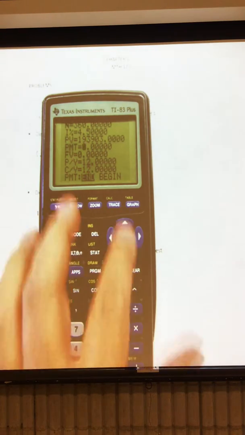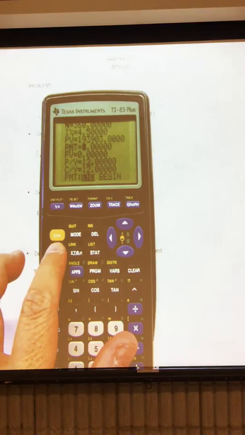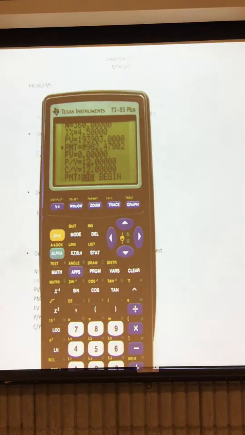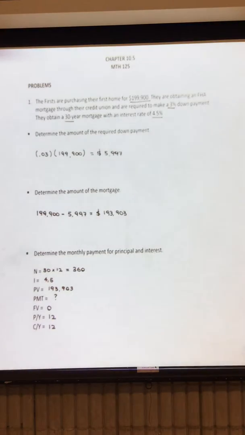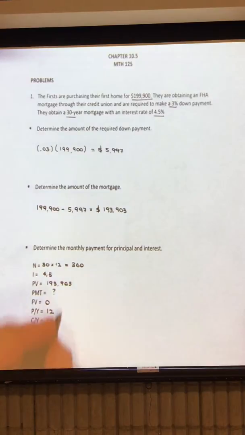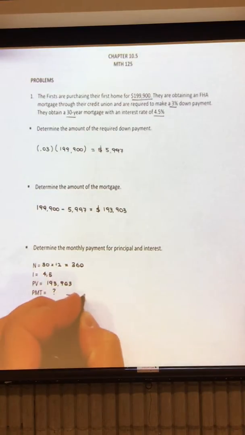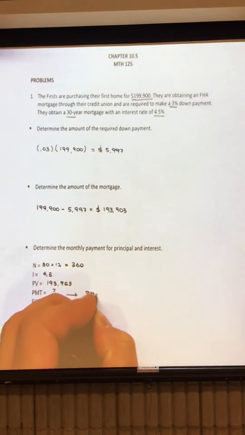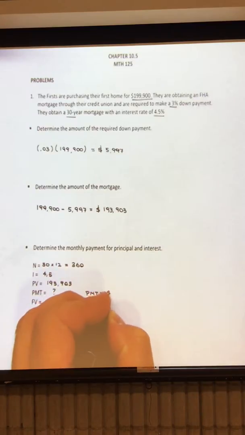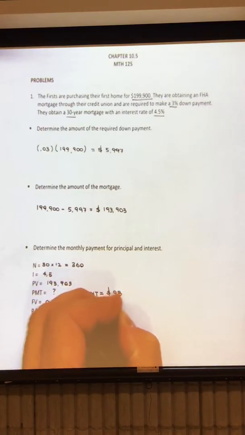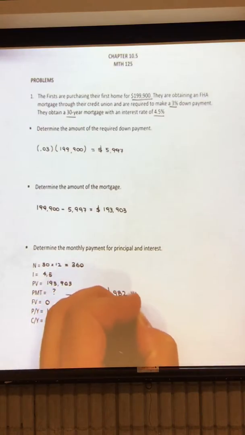So we have to go back to payment, alpha, enter, and the monthly payment will be $982.48. So this is going to be the monthly payment. So payment will be equal to $982.48.